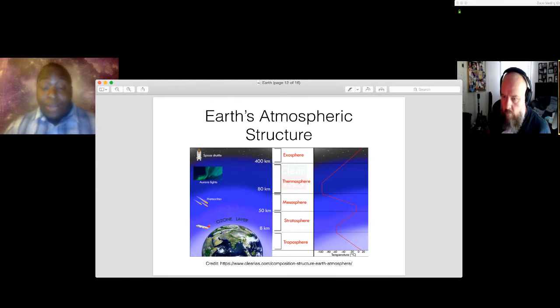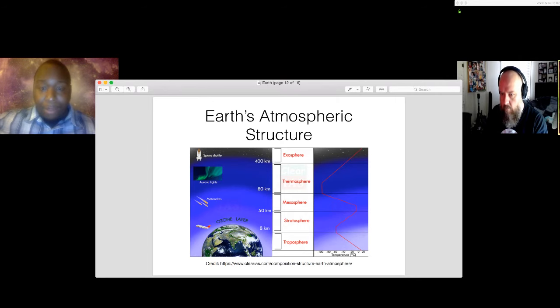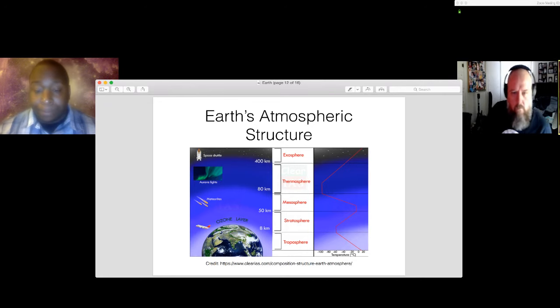So solar light is for the most part able to pass through our atmosphere, at least the light from the visible portion of the spectrum, which is where solar light peaks. A lot of that light is able to pass through our atmosphere and reach the surface of our Earth. That light heats up our Earth, but then our Earth re-emits some of that energy in the form of infrared radiation.